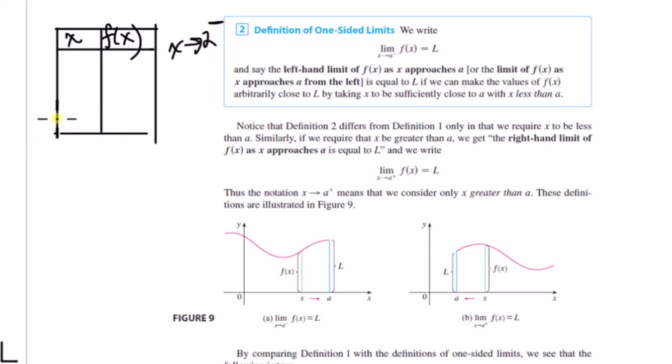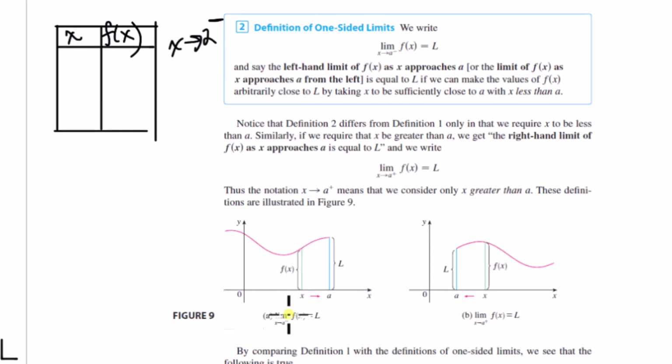And you were clearly seeing, as x got closer and closer to 2 from just below, all we care about is below with this one-sided, left-handed limit, that the outputs were getting closer and closer to some finite unique value, L. Then that's good enough. You're sufficiently close to a with x less than a, and the limit exists, and that value L is the limit. And again, the right-handed limit is the exact same idea, except x is approaching a from above.